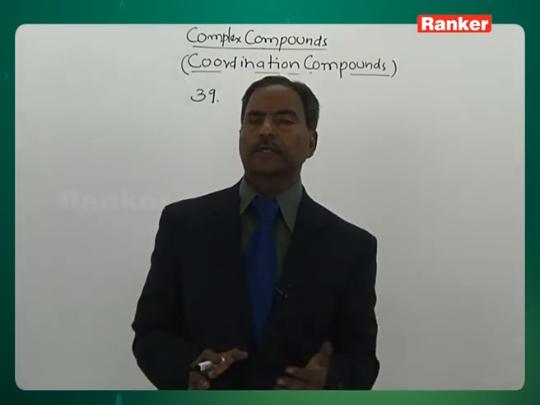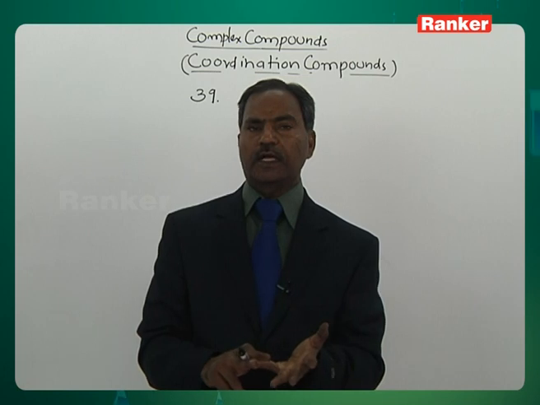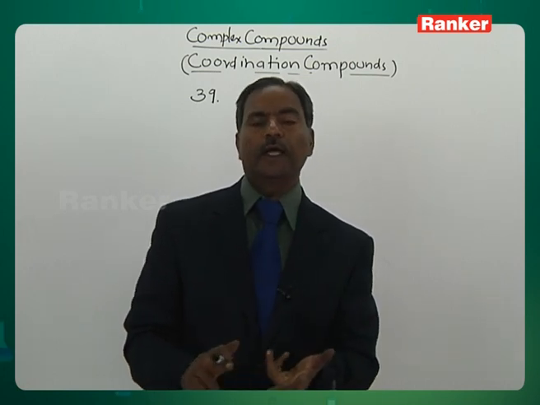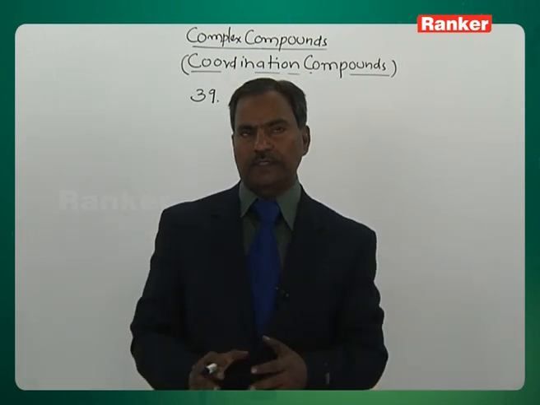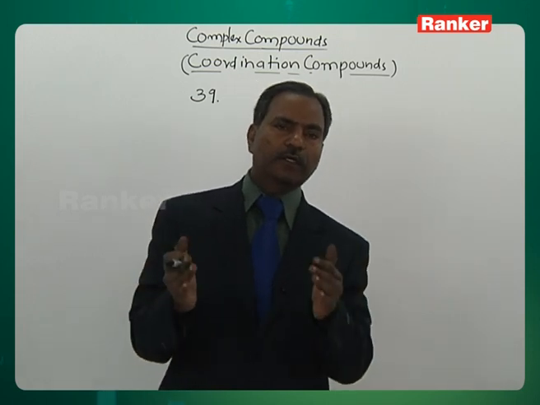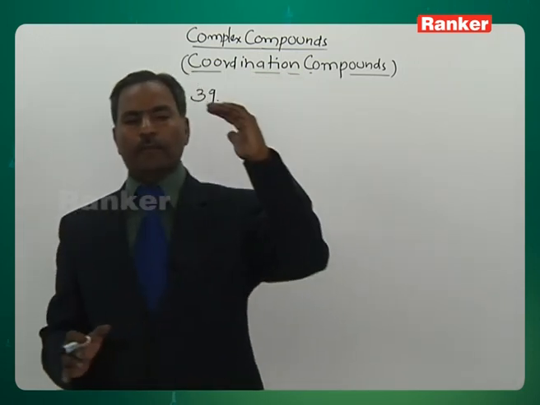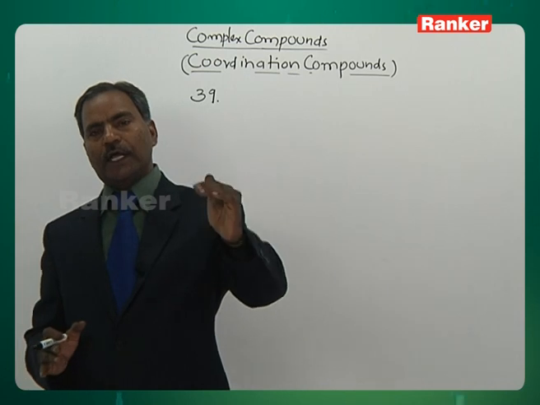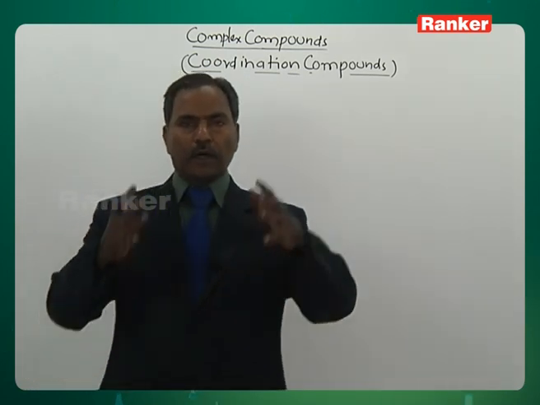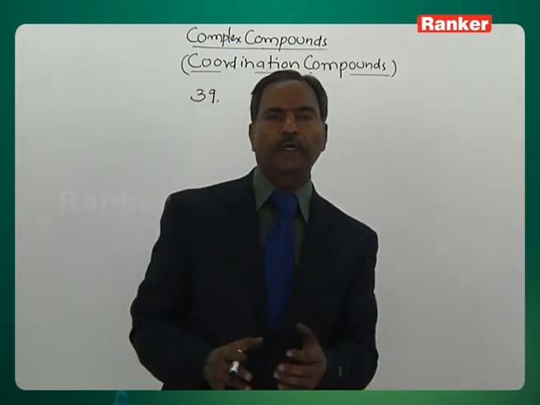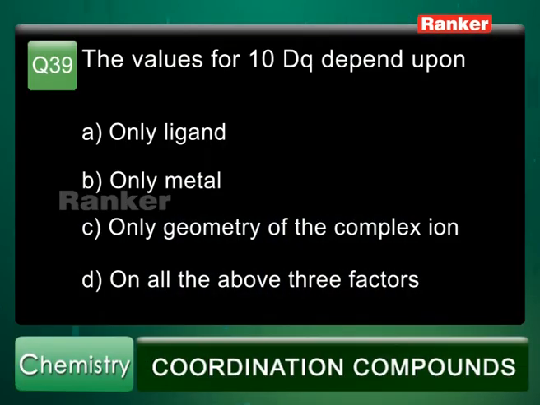Splitting of d orbitals depends mainly on the nature of the ligands, the nature of the metal ion, and the geometry of the complex. Square planar gives more splitting, followed by octahedral, followed by tetrahedral. Therefore, ligand nature, metal ion nature, and geometry of the complex all play a role in deciding this splitting, or 10 Dq. So all of the above, therefore answer D.